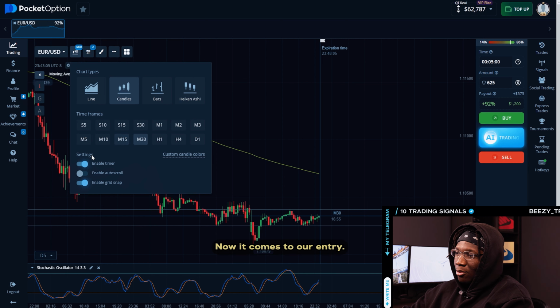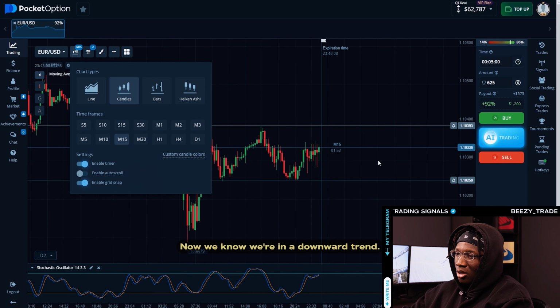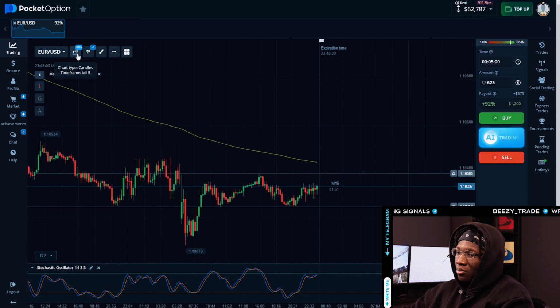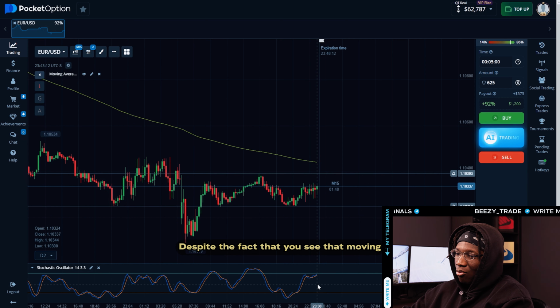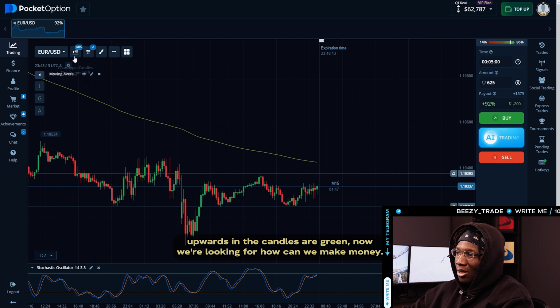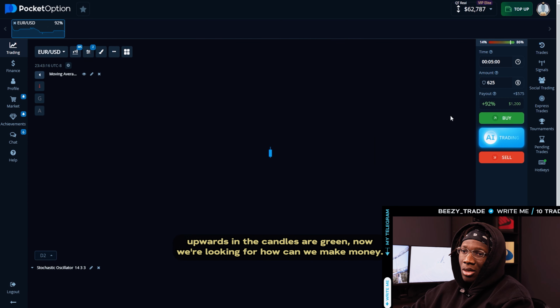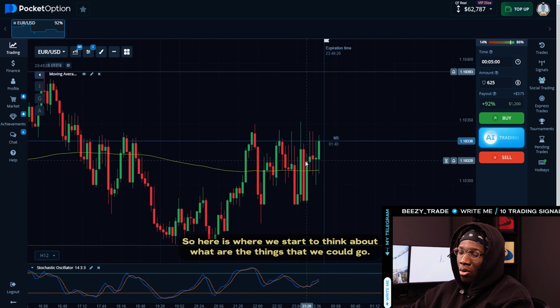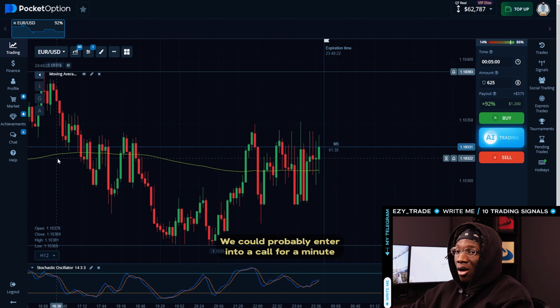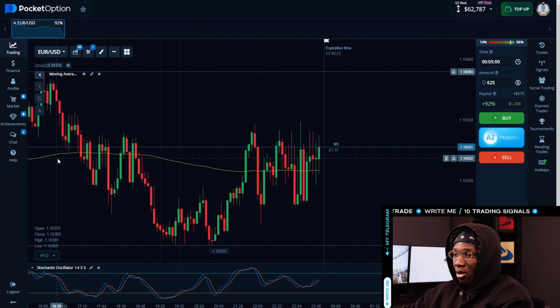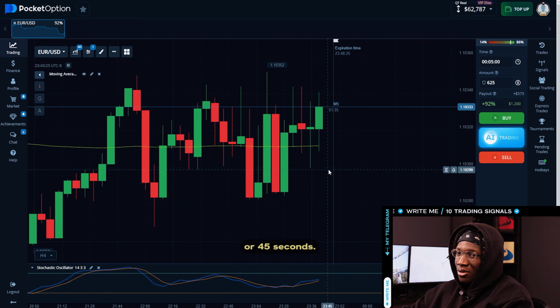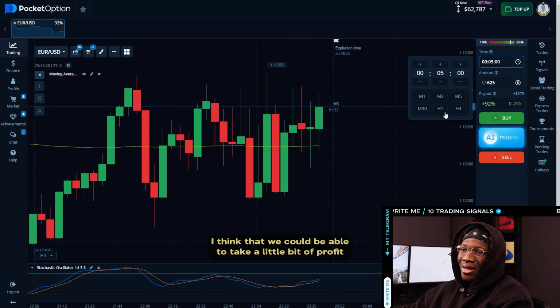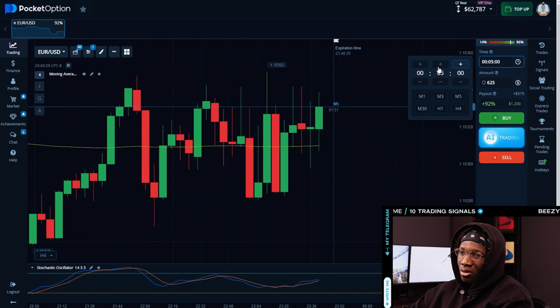Now it comes to our entry. Now we know we're in a downward trend, despite the fact that you see that moving upwards and the candles are green. Now we're looking for how can we make money. So here is where we start to think about what are the things that we could go. We could probably enter into a call for a minute, or for even 5 seconds. I think that we could be able to take a little bit of profit off of this.